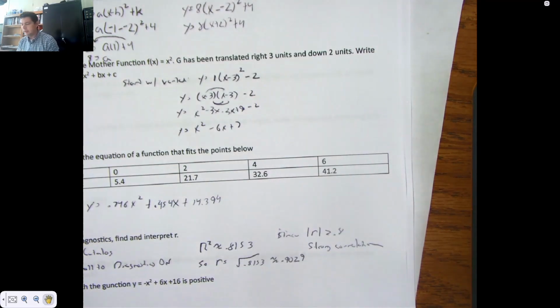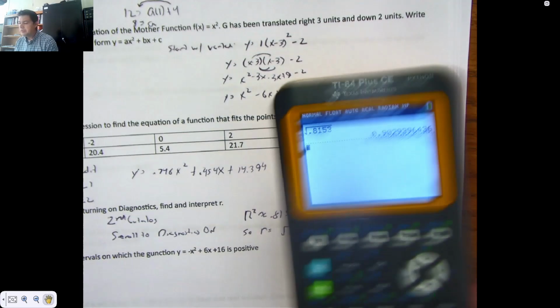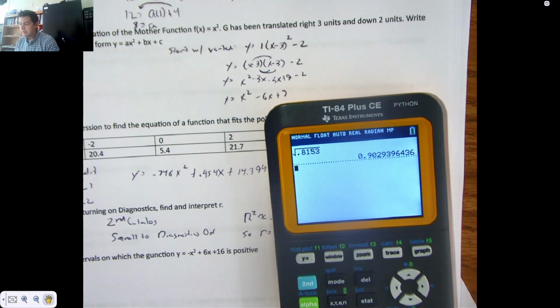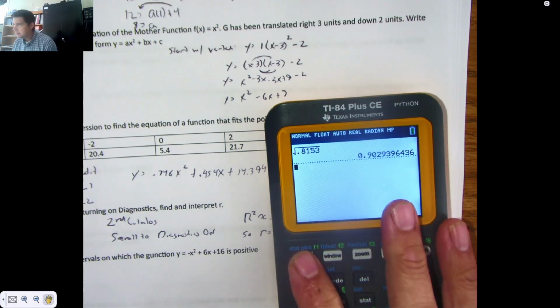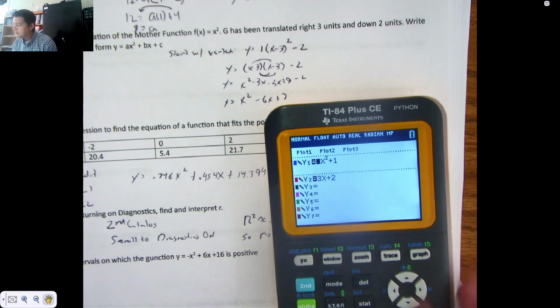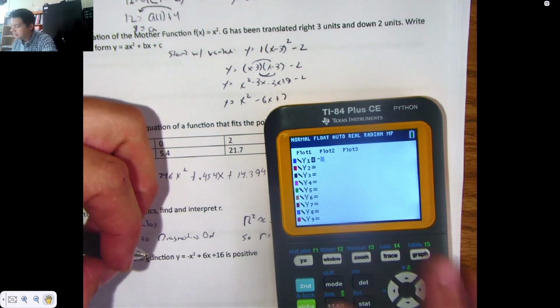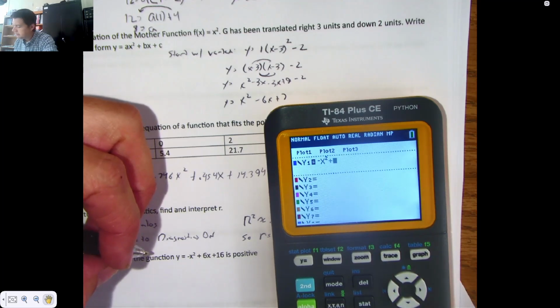Ta-da! There we go. Identify the intervals on which the function y equals negative x squared plus 6x plus 16 is positive. I believe that thing will factor. Most of these do. So I'm going to go to y equals. Literally going to go to y equals, and I'm going to look at the graph.